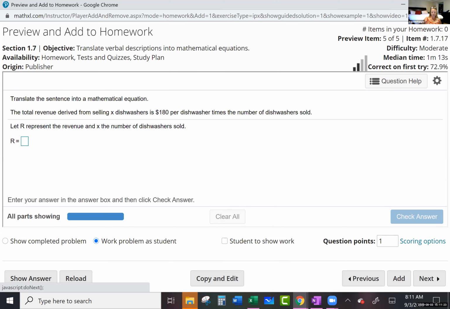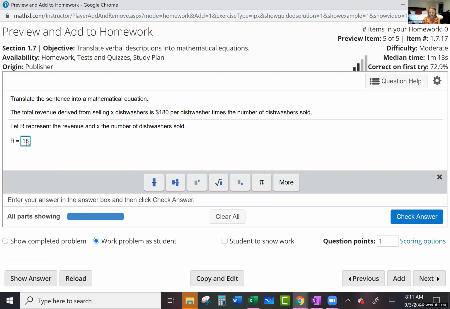Okay, let's go to some harder ones. Maybe the total revenue derived from selling X dishwashers. So we know that X is the number of dishwashers we're selling, at $180 per dishwasher times the number of dishwashers sold. So the revenue of selling X dishwashers equals 180 times the number of dishwashers sold, which we know is X.